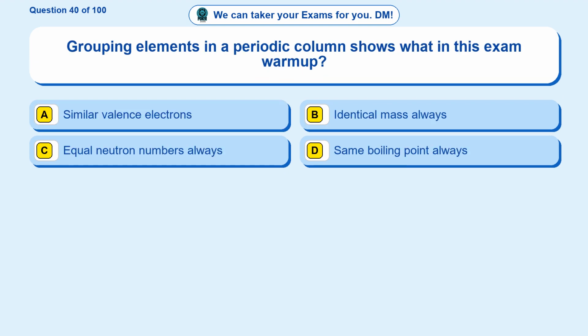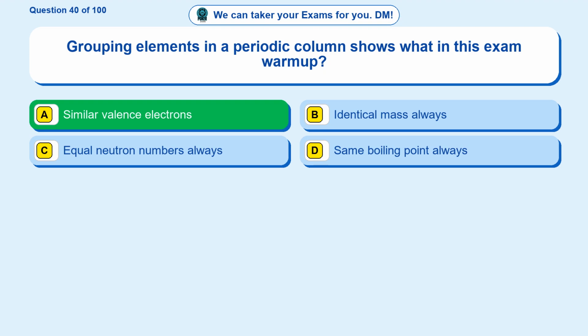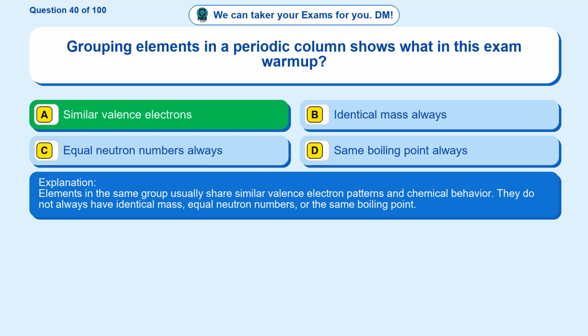Question 40. Grouping elements in a periodic column shows what in this exam warm-up? Option A, similar valence electrons. Option B, identical mass always. Option C, equal neutron numbers always. Option D, same boiling point always. The correct answer is option A. Similar valence electrons. Elements in the same group usually share similar valence electron patterns and chemical behavior. They do not always have identical mass, equal neutron numbers, or the same boiling point.